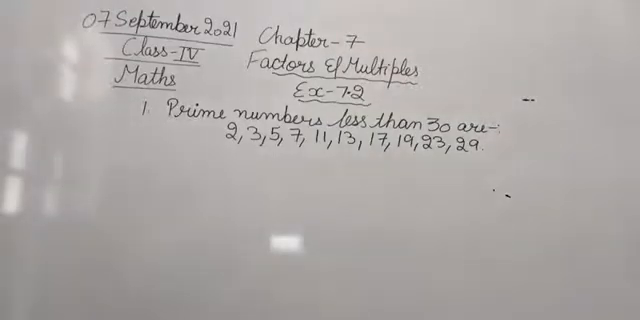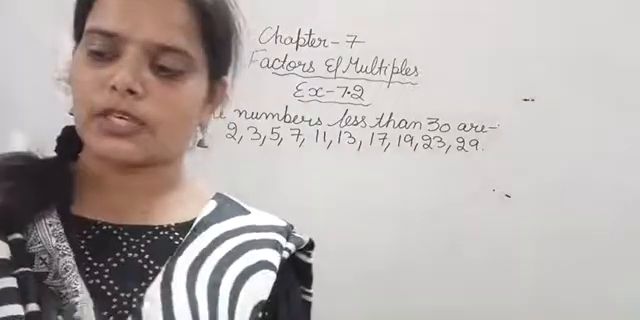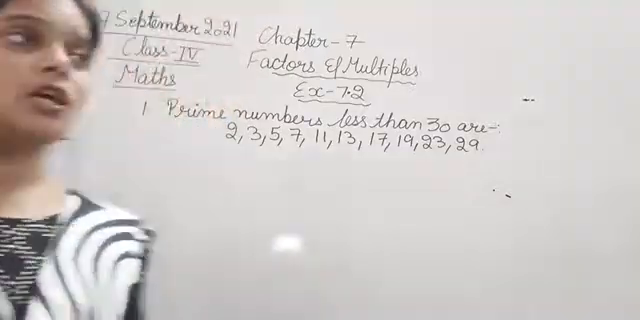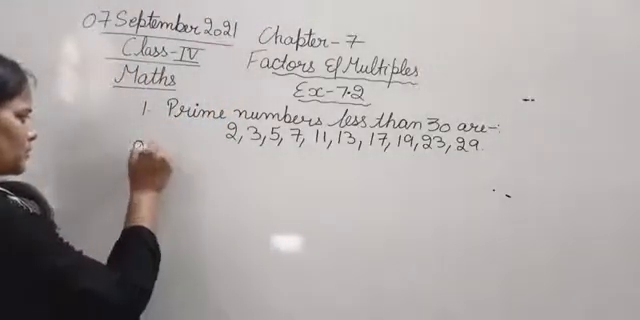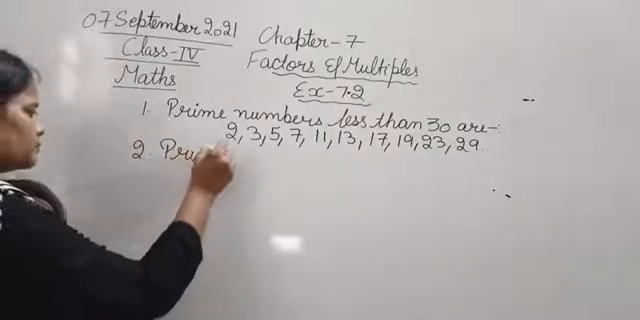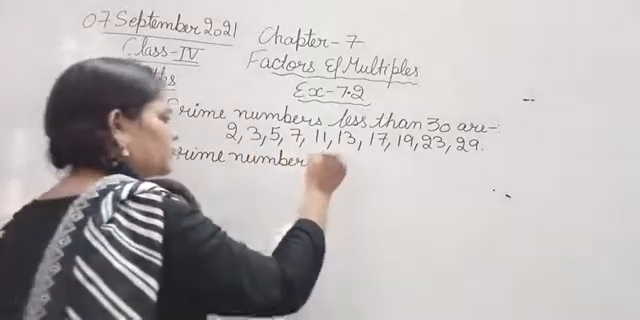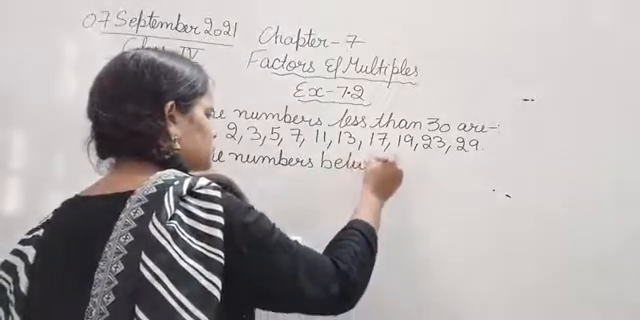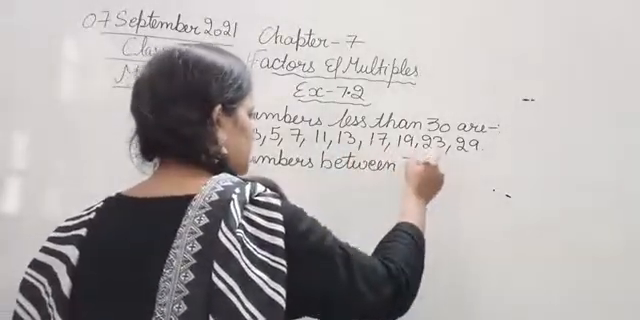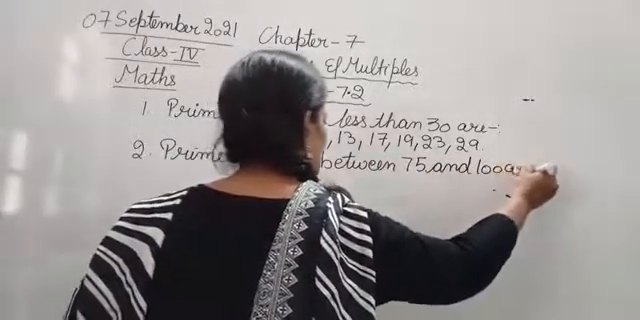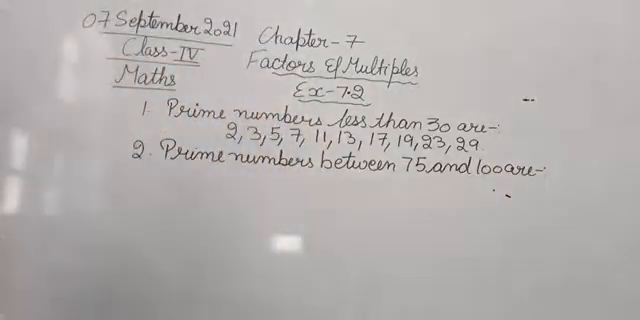चलिए, moving next to the second one. The question number 2 is: write down all the prime numbers between 75 and 100. 75 और 100 के बीच के जितने भी प्राइम नंबर्स हैं, so now we have to write it. Okay, so let's write down.